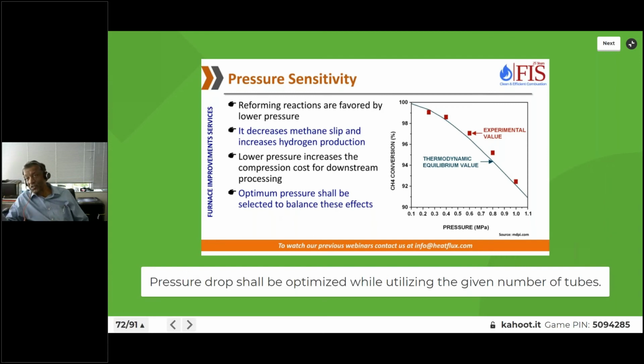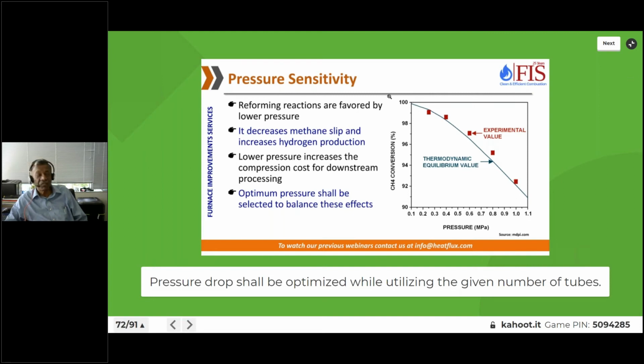So the reforming reaction is favored by low pressure because the volume of the gases being produced increases. So lower pressure is better, but because of the processes we are using, like the ammonia loop or methanol loop, the industry still prefers high pressure reforming because they feel the compression cost of natural gas is much lower than the compression cost of the syngas, which is much higher in volume.